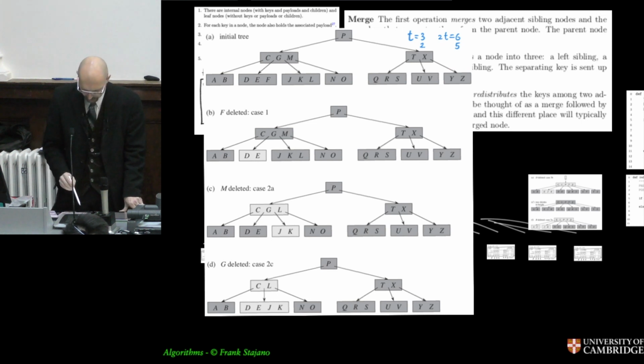So in this tree, if I wanted to delete F, where is F? F is in a bottom node, and it is in a bottom node that has 3 keys, and the minimum number is 2, so I can just delete it, and that's it.